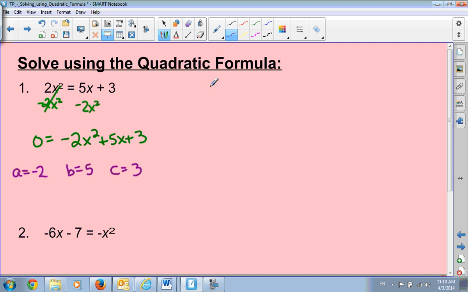Okay, so, ready? We're going to write it down. X equals negative b plus or minus the square root of b squared minus 4ac all over 2a.